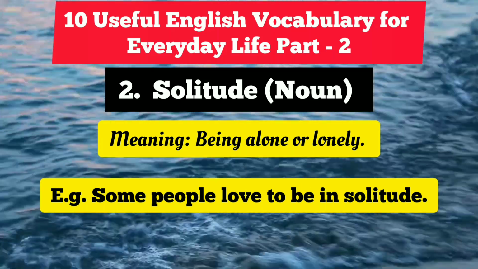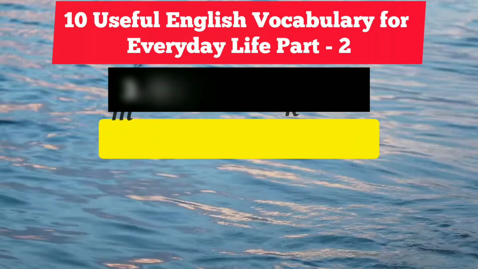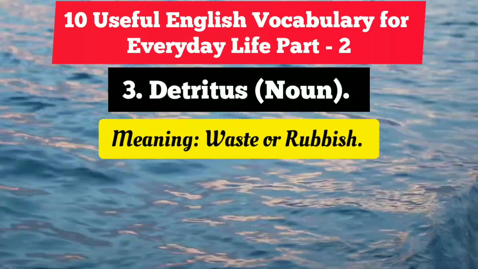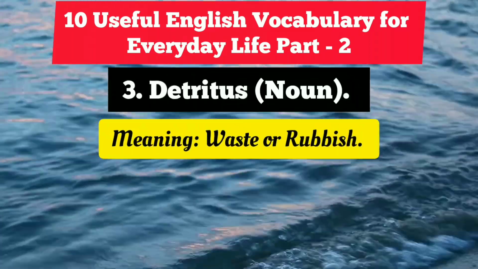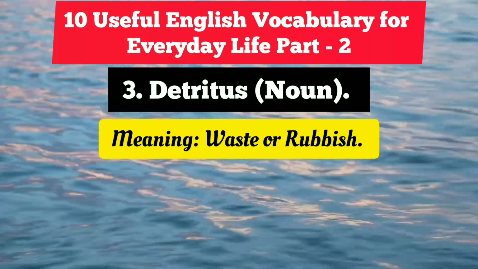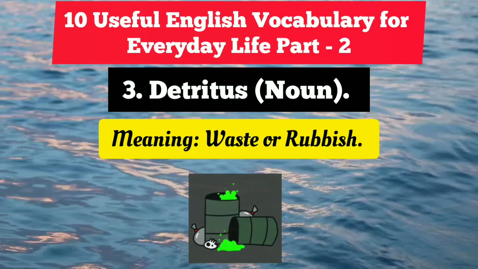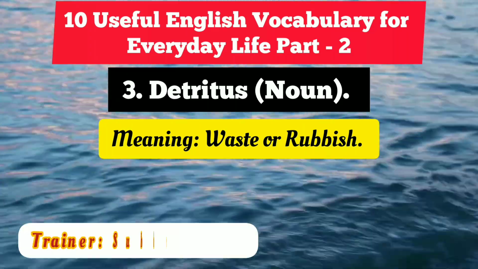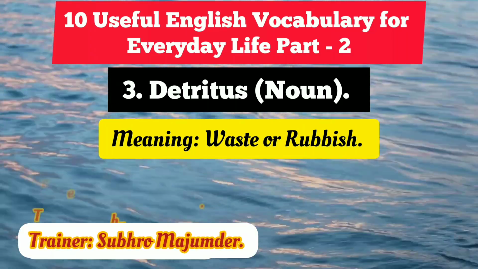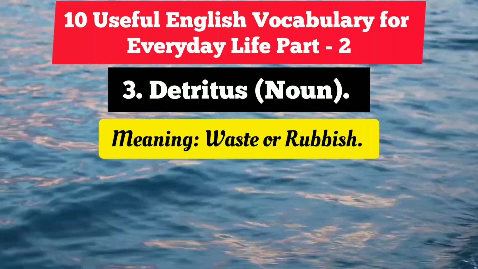So up next, let's turn our attention towards the third useful English vocabulary for everyday life, which you see on your screen, that is detritus. Detritus is a very useful word. It means waste or rubbish, something that is discarded. It's also a noun. So let's see how to use it.